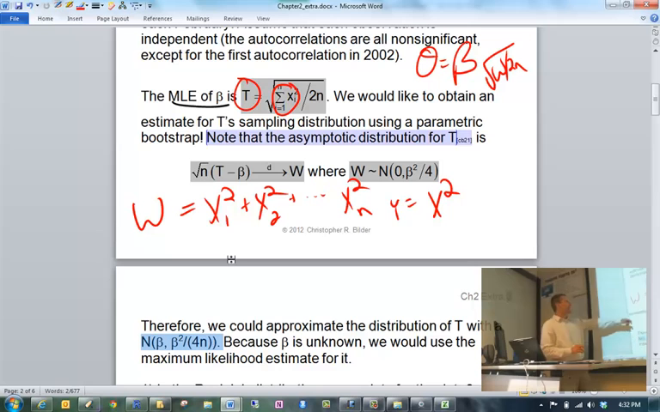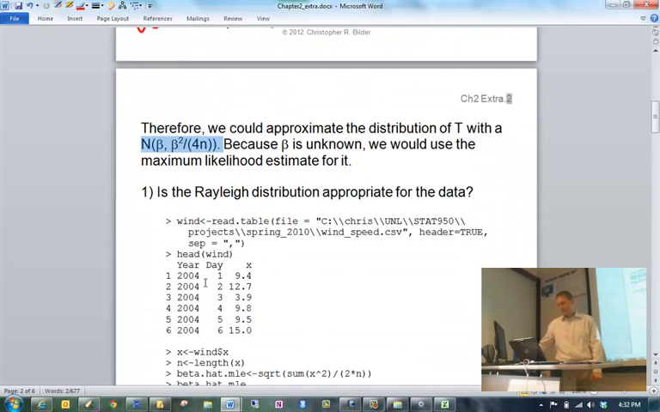In a 980 setting, you would have said something along these lines instead: square root of n times T minus beta converges in distribution to a normal random variable with mean 0 and variance beta squared divided by 4. Okay, so that's method number 2. Method number 3 then is to use the bootstrap. We're going to compare the asymptotic approximation to the bootstrap. And again, the reason we do that is to compare what we're doing now to something that's at least somewhat familiar to you.